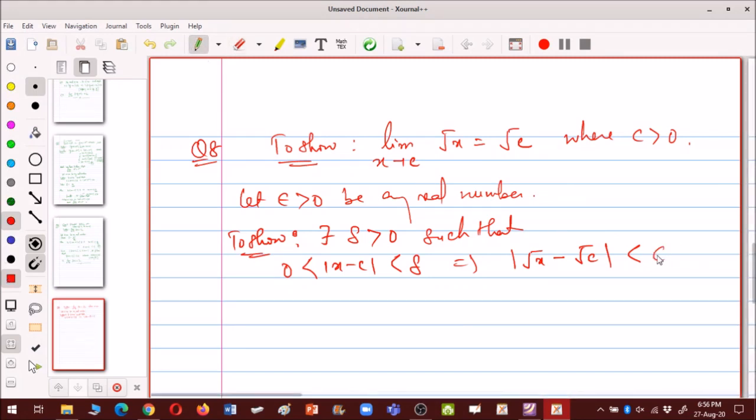So we have to find our delta in such a way that this should imply that |root x minus root c| is less than epsilon. For this we will express root x minus root c in the form of k times |x minus c|, and then we will take delta equal to epsilon by k. So consider root x minus root c. This is equal to, what I will do, I will multiply and divide by root x plus root c.